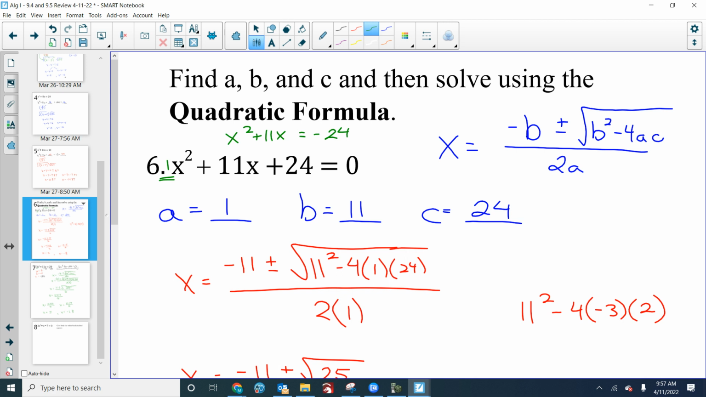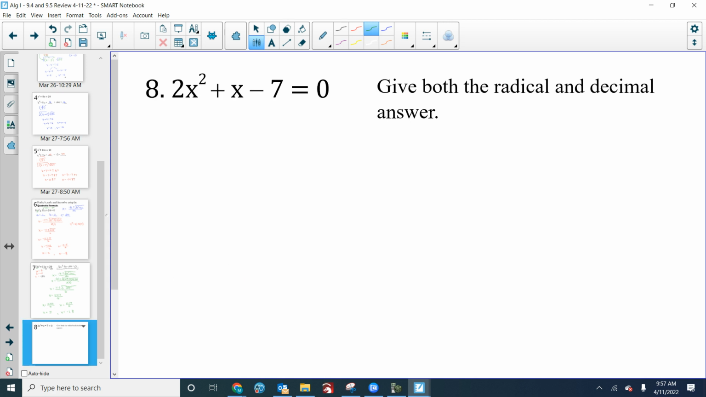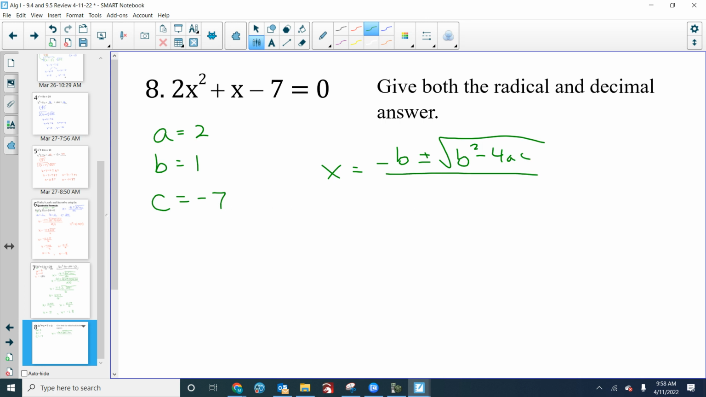All right? Was this your next problem? Is this the only one we have left to do? Did I skip any? I forget. No. All right. Is this all set, ready to go? Yes. A is 2. B is 1, C is -7. Good. Negative b, plus or minus the square root of b squared minus 4ac all over 2a.